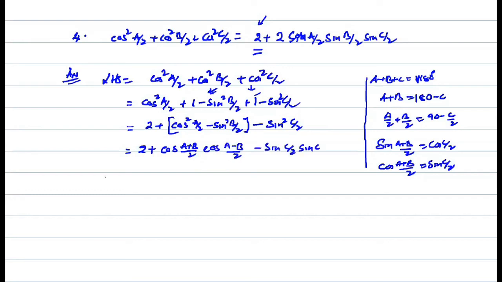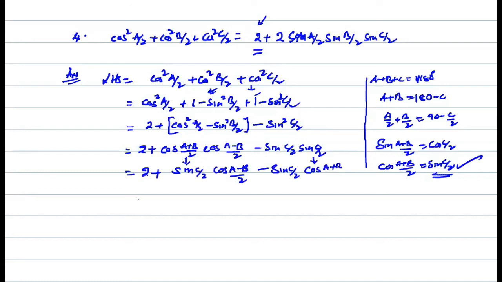Now change cos of a plus b by 2 to sin c by 2. This is the formula. Cos of a minus b by 2 is as it is, no formula here. One sin c by 2 is as it is. Change the other sin c by 2 to cos of a plus b by 2.